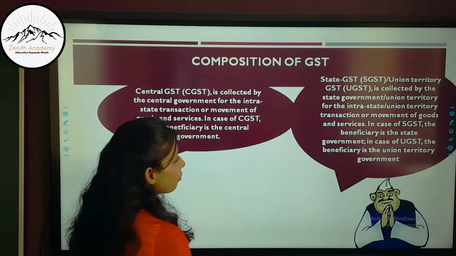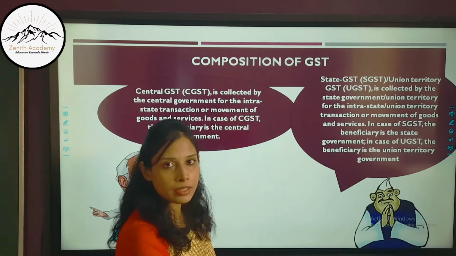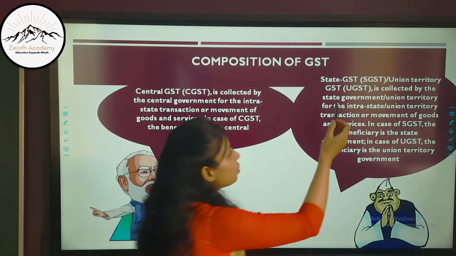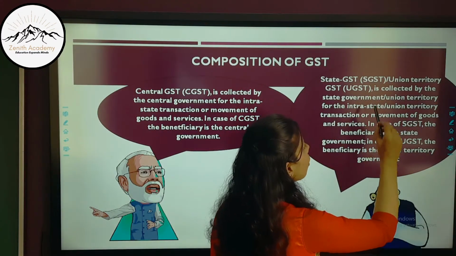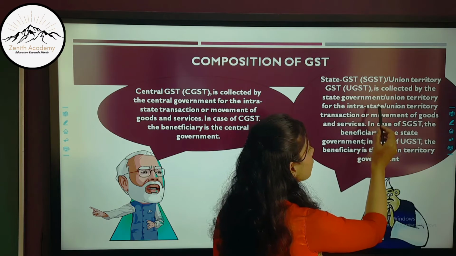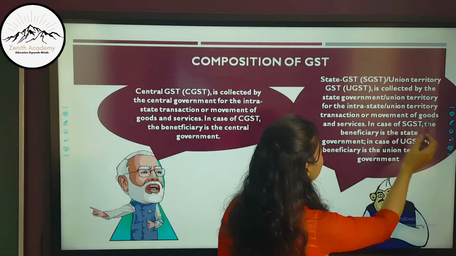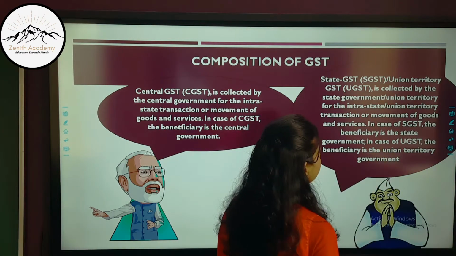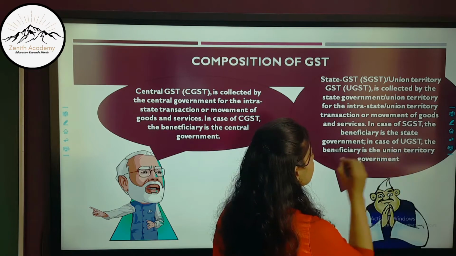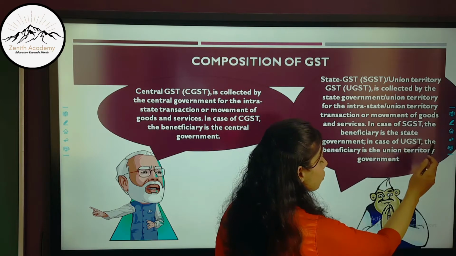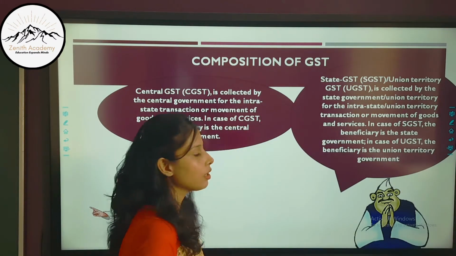Okay. For SGST, state GST, or we have union territories. So union territory GST, UGST, is collected by the state government or union territory for the intrastate or union territory transaction or movement of goods and services. In case of SGST, the beneficiary is the state government. In the case of UGST, the beneficiary is of course the union territory government.